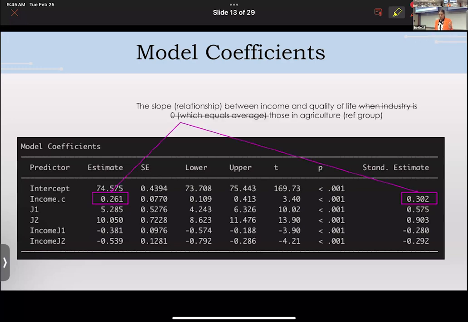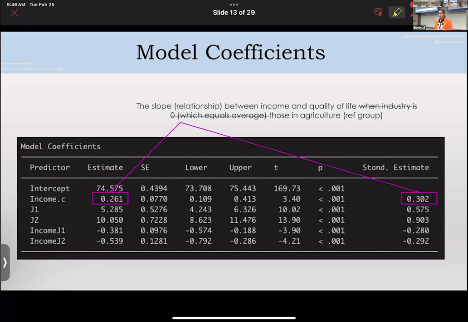So let's do that. The slope between income and quality of life when industry equals 0. Wait, industry equals 0, which is average, is not a thing if it's categorical, right? So it's when it's agriculture, the reference group. So this is the slope between income and quality of life for those in the reference group, agriculture.